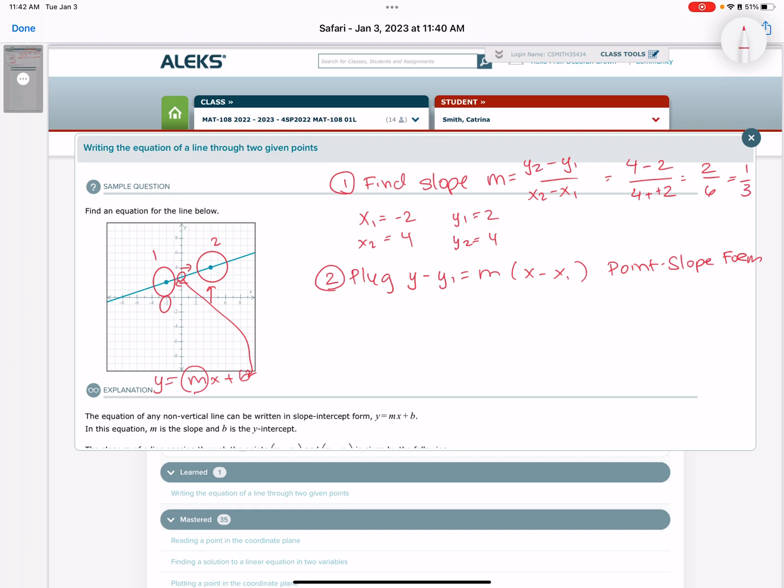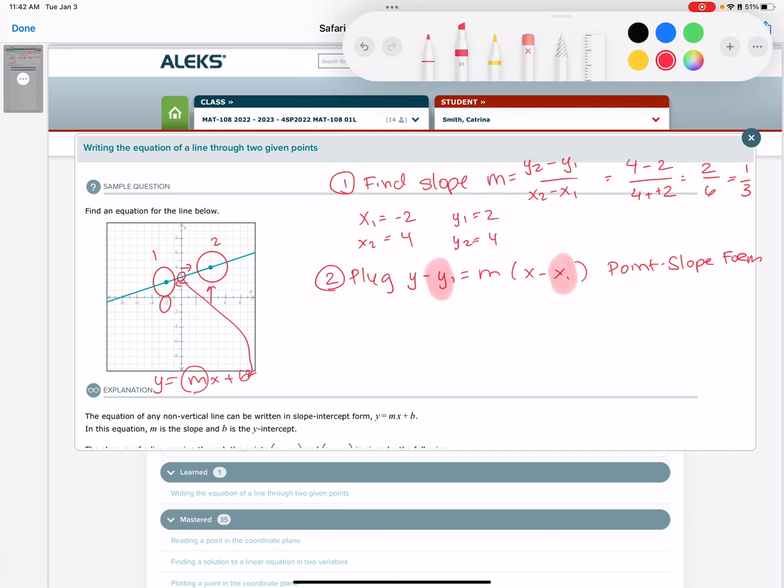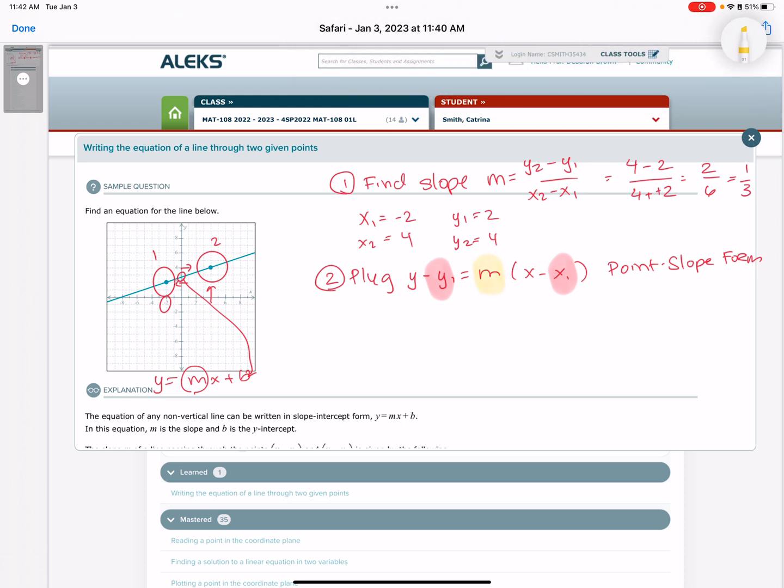Point slope form, so you're going to then plug in y1 and x1. And then you're going to plug in your slope. It doesn't matter which point you use because it's the line that contains both points, but you just have to use one of them. Since I have x1, y1, we will just go ahead and use x1 and y1. So y minus 2 equals slope, 1/3, times x minus negative 2. Those turn to be positive. y minus 2 equals 1/3 x, distribute, plus 2/3, and then plus 2.